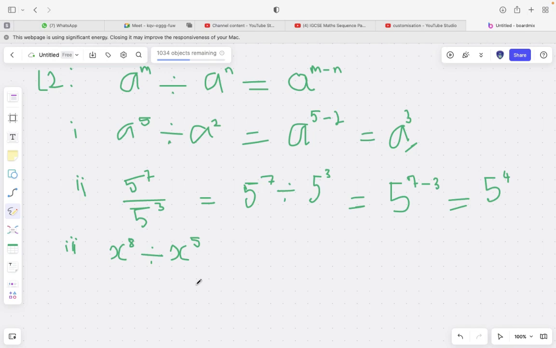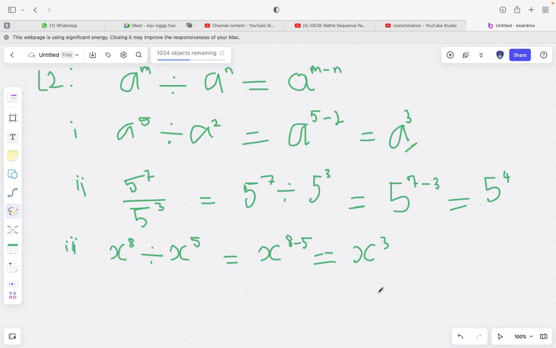So what we have here is simply applying the second law. Because once the bases are the same and there's division and there's power, this is the second law. Since the bases are both x, you write x, and then the power, since this is division, you subtract the powers, 8 minus 5, and this gives you x to the power of 3. So that's that, as simple as that.